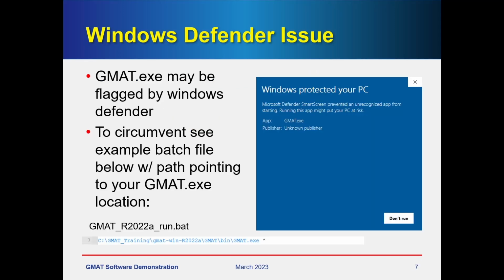If you click gmat.exe and you receive the warning from Windows Defender saying Windows protected your PC, then you have run into a common problem that we do know about. To circumvent, you can start GMAT from a batch file and you should be able to get around the Windows Defender warning. Just point the batch file to your file location for gmat.exe, like shown on the bottom of the slide. We have submitted this issue to Windows, but do not know when it will be approved.